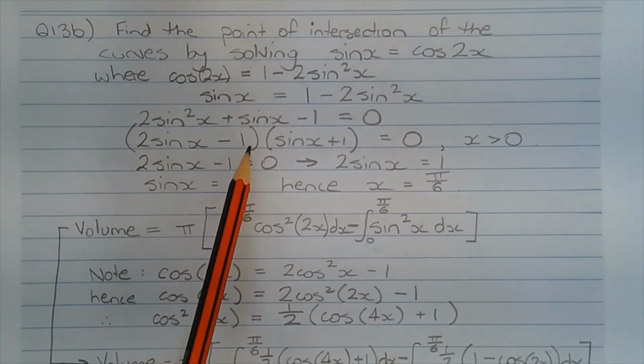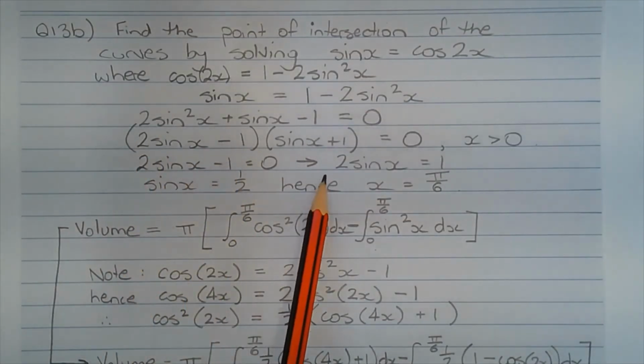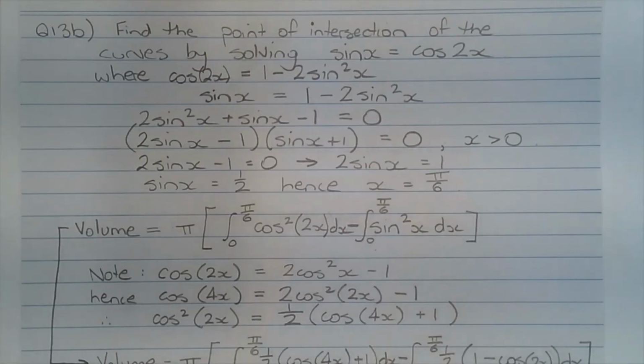2 sine x minus 1 equals 0. So adding 1 to both sides, we get 2 sine x equals 1. Dividing both sides by 2, we get sine x equals half, hence x equals pi over 6. Now the volume is equal to pi multiplied by, it's all in brackets of course, pi multiplied by the integral from x equals 0 to pi over 6 of cos squared 2x dx, minus the integral from x equals 0 to pi over 6 of sine squared x dx.